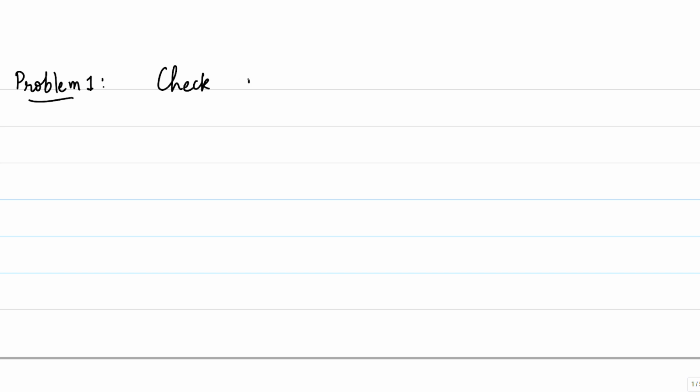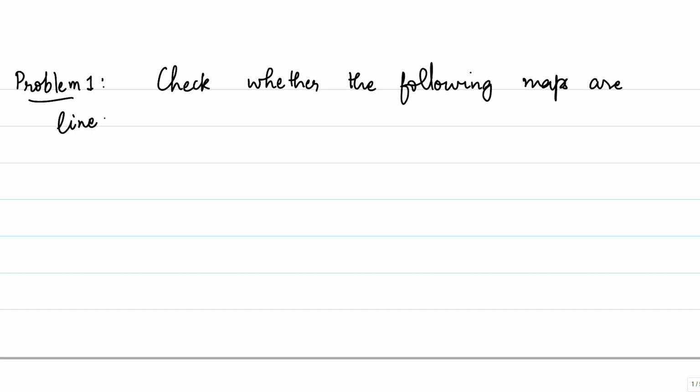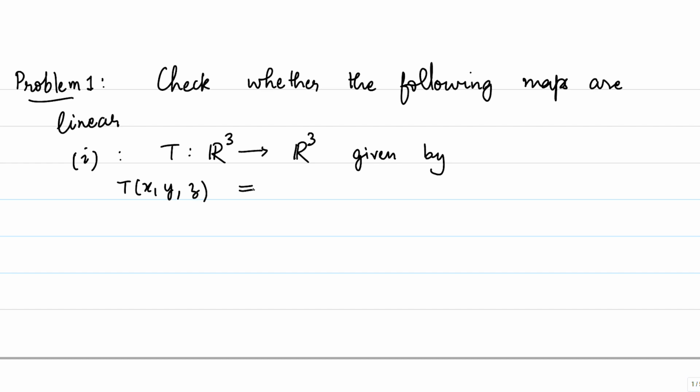Check whether the following maps are linear. So the first one is a map from R3 to R3 given by T of (x, y, z) is equal to (x plus z, 2x plus y, 3x plus y plus z).